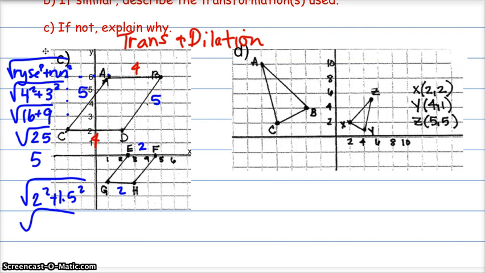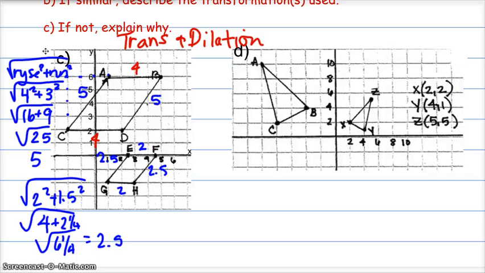So 2 squared is 4. 1.5 squared is, I believe, 2 and 1/4. Added together, we get 6 and 1/4. And the square root should be 2.5, thank you. Look at the side lengths. What do you think the dilation is, to get from the one on the left down to the one over here on the right? It's being dilated by half.